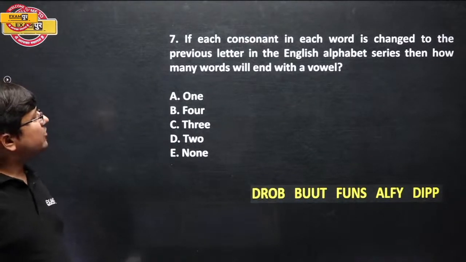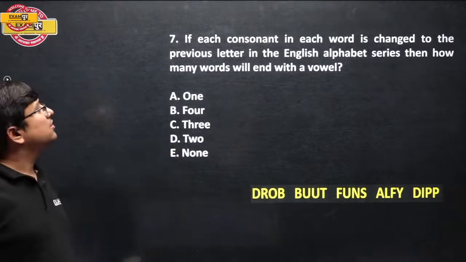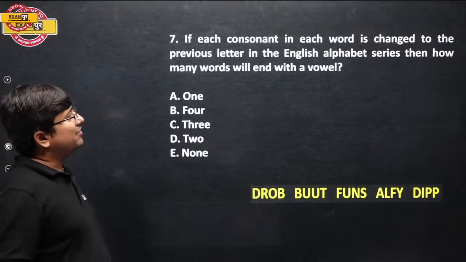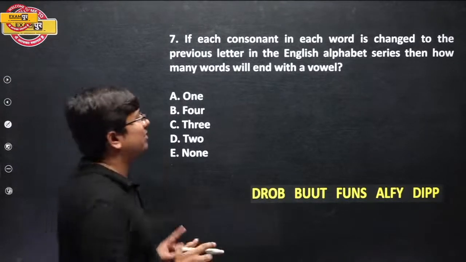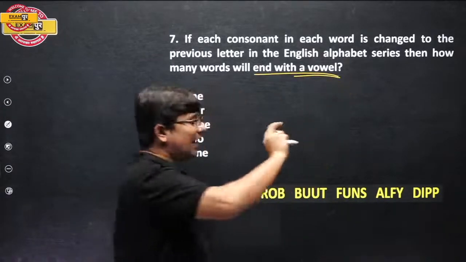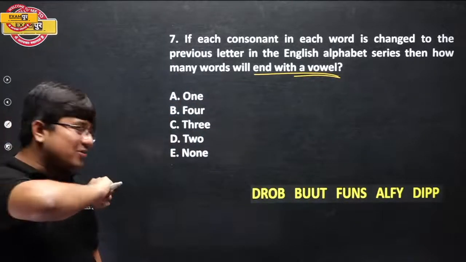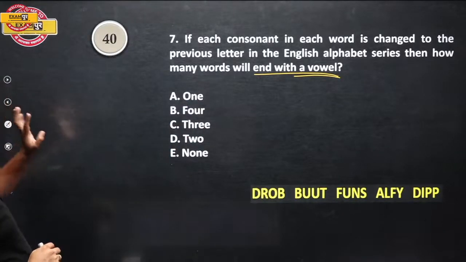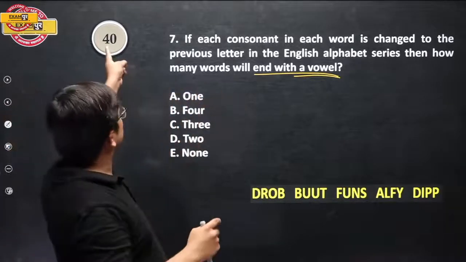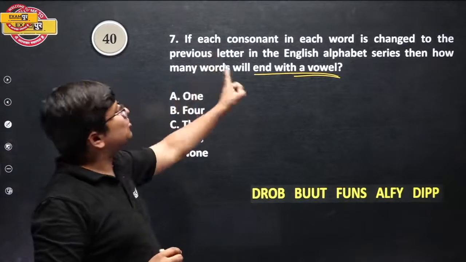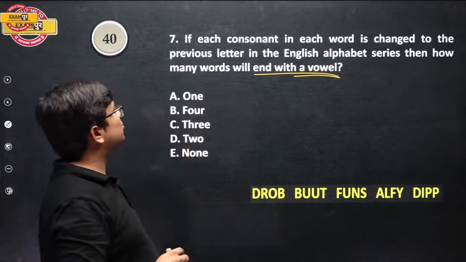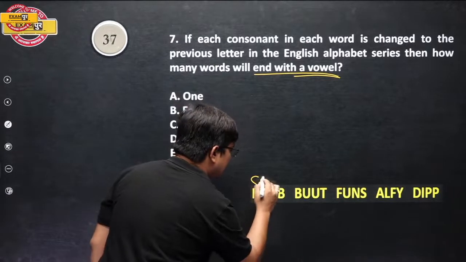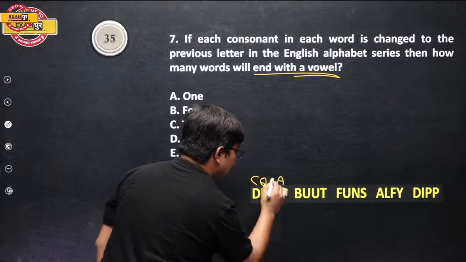See, if each consonant in each word is changed to the previous letter in the English alphabet series, then how many words will end with a vowel? We just have to see which end with a vowel. So do we need to change every consonant in every word? No. Just understand the thing. If each consonant in each word is changed to the previous letter in the English alphabet, I'm doing this. So this becomes C, Q, this becomes A. This is a vowel, it will be as it is.